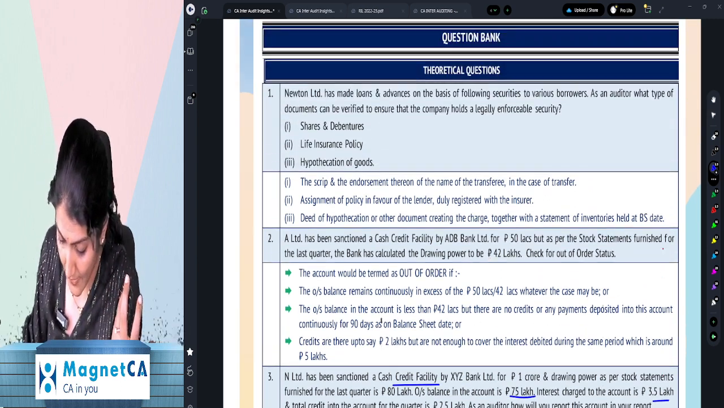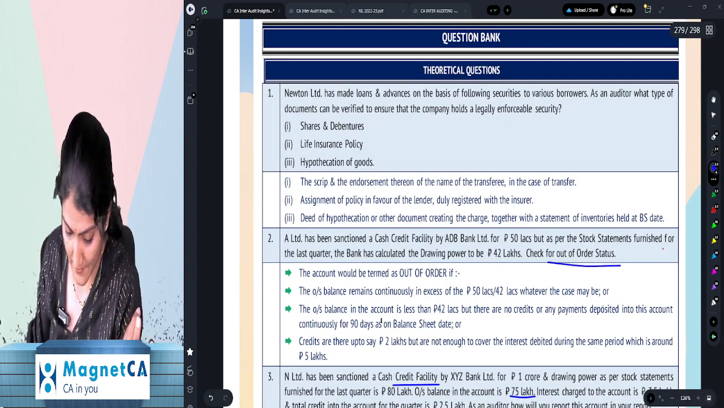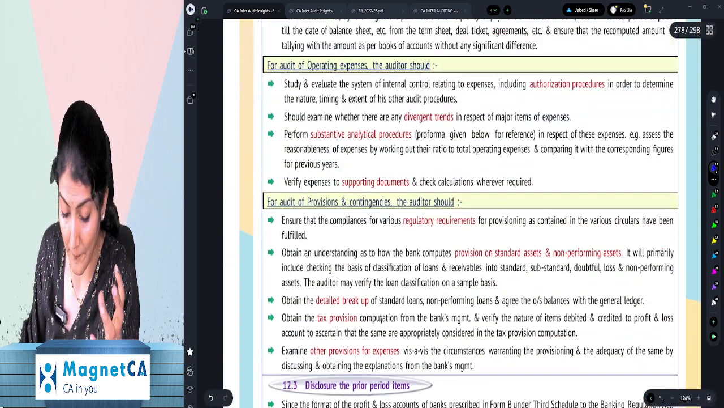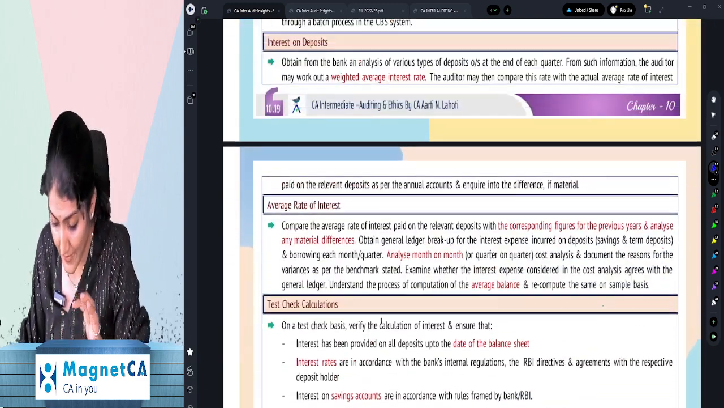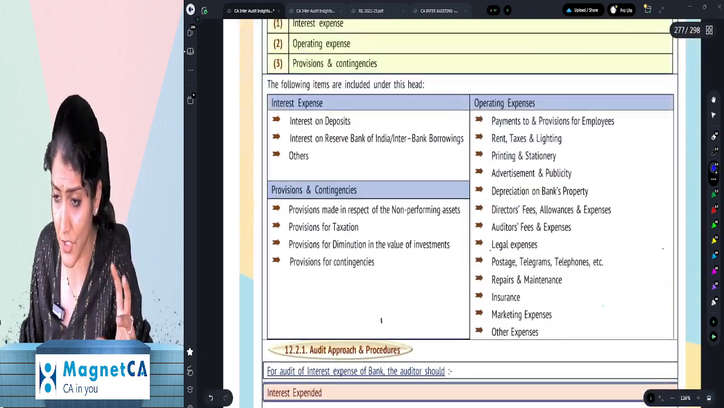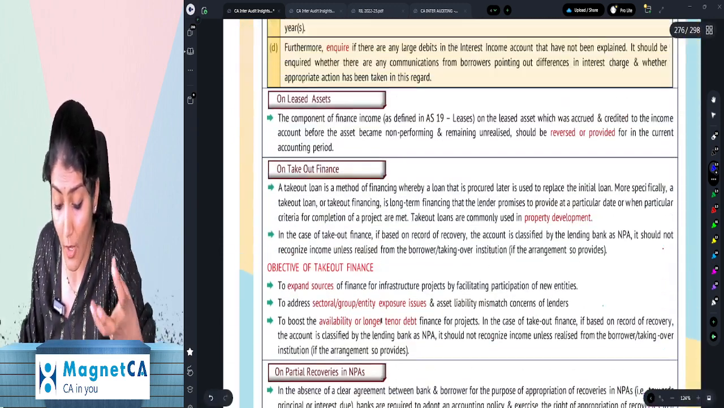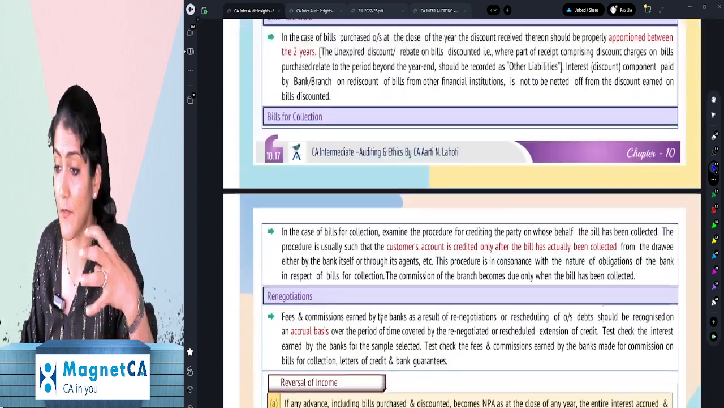Then what does it say? Again, check out of order status. And then again, the loan given against different securities. So anyway, we've completed our theory part of the discussion regarding the advances of the bank. Now we are going to talk about the audit of the advances of the bank.